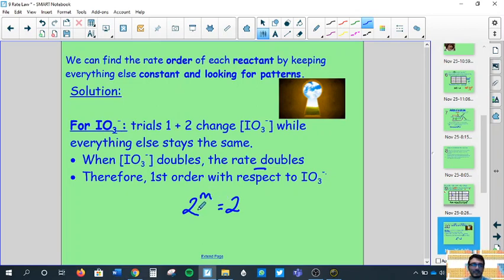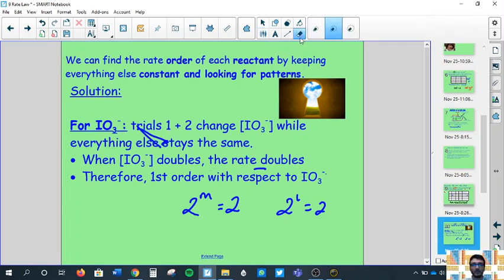But it being just this not too complicated a number, n needs to be 1. So it has to be 1. M has to be 1. So 2 to the power of 1 gives you 2. 1 is then the exponent. So first order in this case with respect to iodate. Okay, so we know the exponent for iodate.